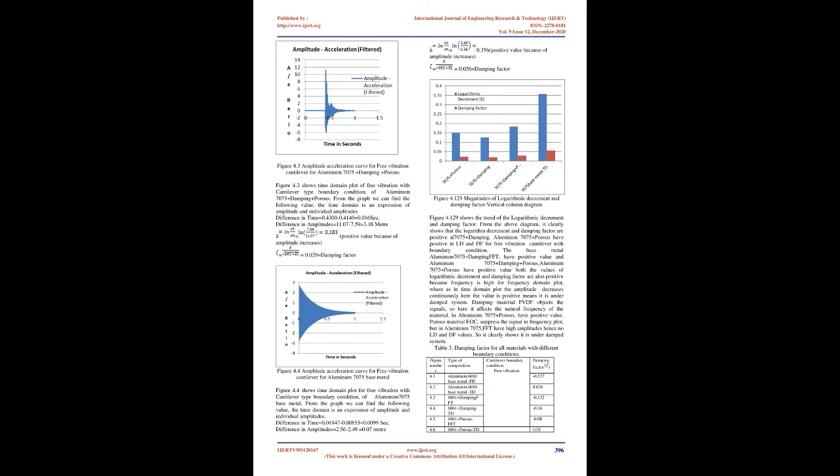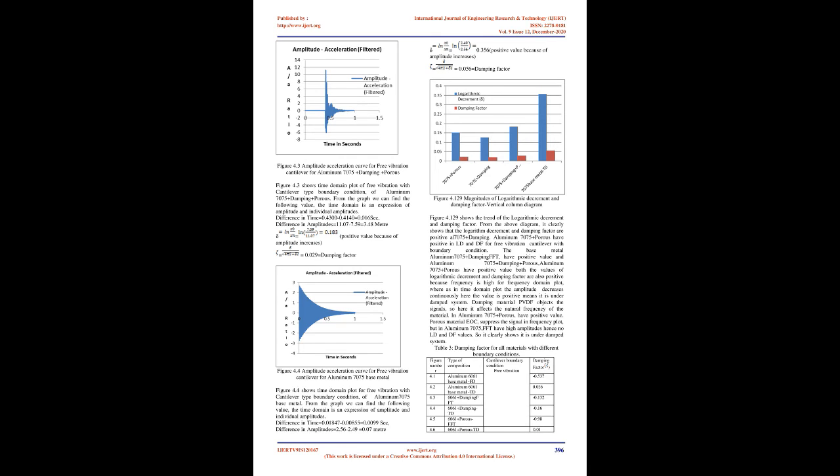Figure 4.129 shows the trend of the logarithmic decrement and damping factor. From the above diagram, it clearly shows that the logarithmic decrement and damping factor are positive for aluminum 7075 plus damping. Aluminum 7075 plus porous has positive LD and DF for free vibration with cantilever boundary condition. The base metal aluminum 7075 FFT, aluminum 7075 plus damping and aluminum 7075 plus porous have positive values.